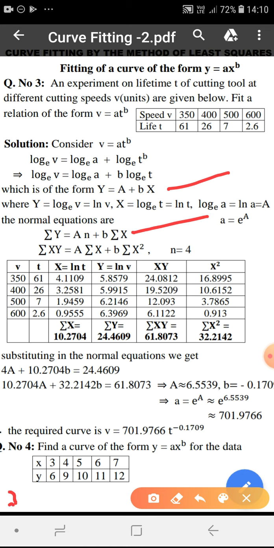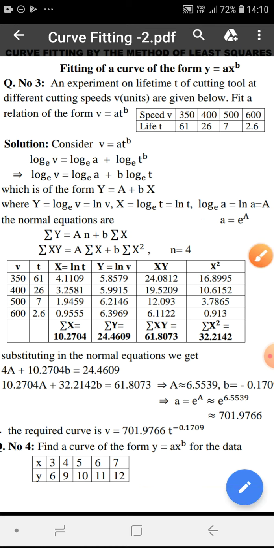To get the second normal equation, attach summation x, summation capital letter X to both sides of y equal to A plus bx. You get summation capital letter XY as equal to A into summation capital letter X plus b into summation capital letter X square. Now the number of values of v and t, 4 pairs of values, so n equal to 4. So we need to find the sums summation capital letter X, summation capital letter Y, summation capital letter X square, and summation capital letter XY.